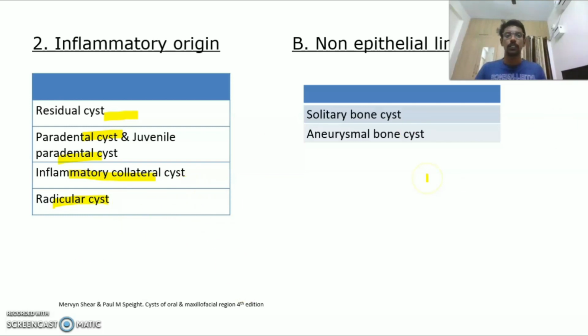What are non-epithelial lined cysts? These are the cysts that, as in the definition we said, not all cysts need to be lined with epithelium. The first one is the solitary bone cyst, and the other is the aneurysmal bone cyst.